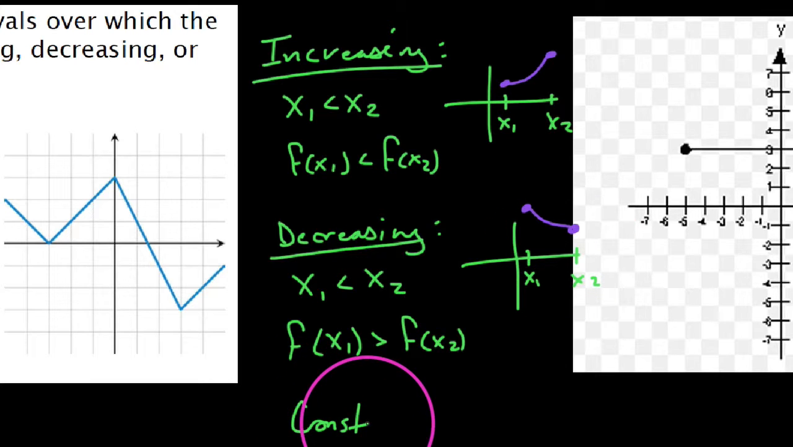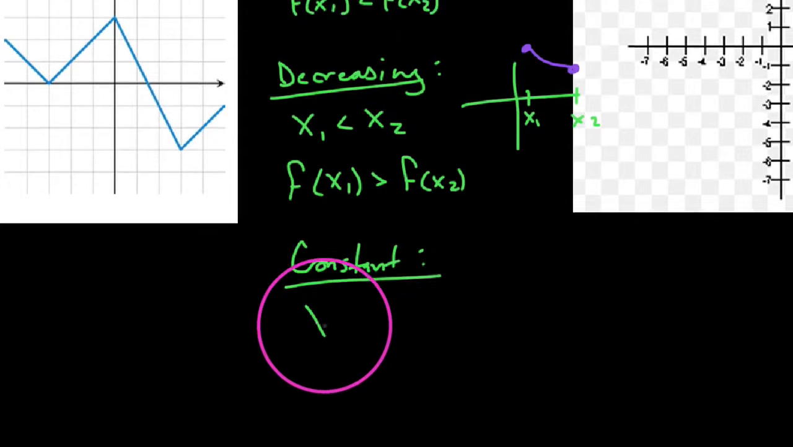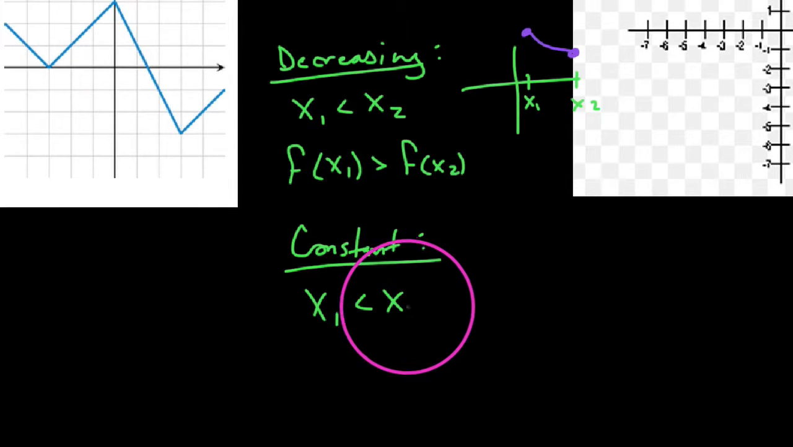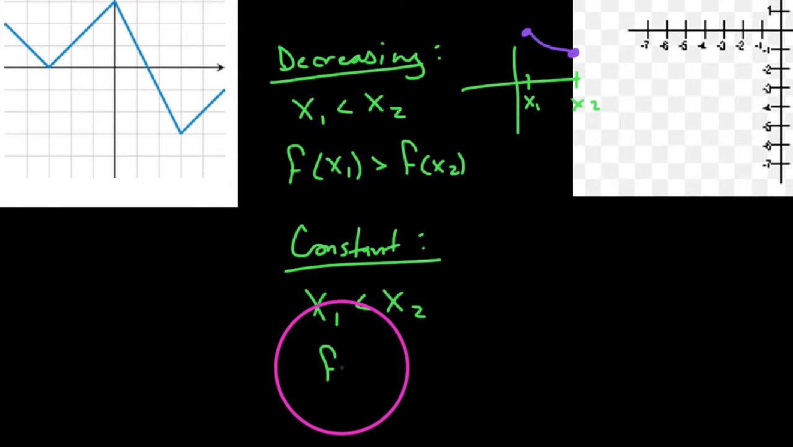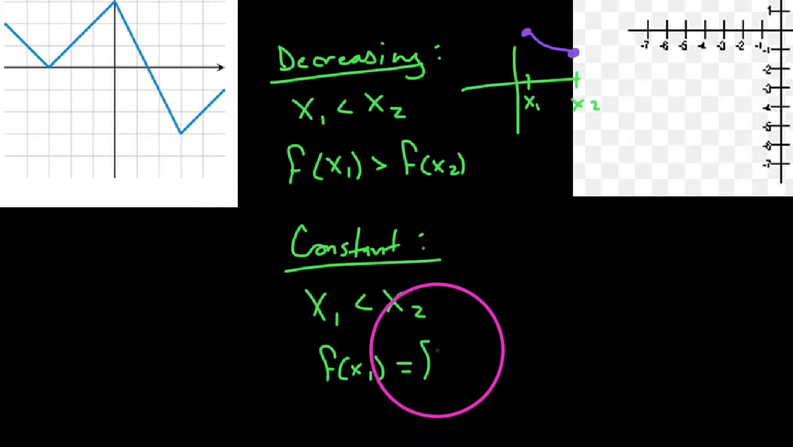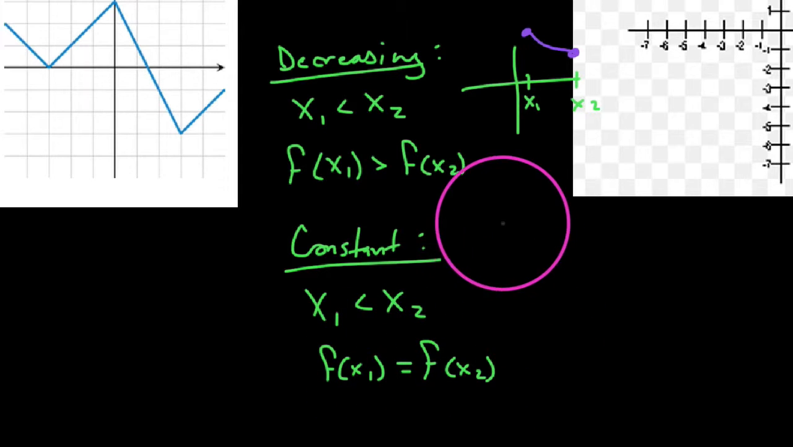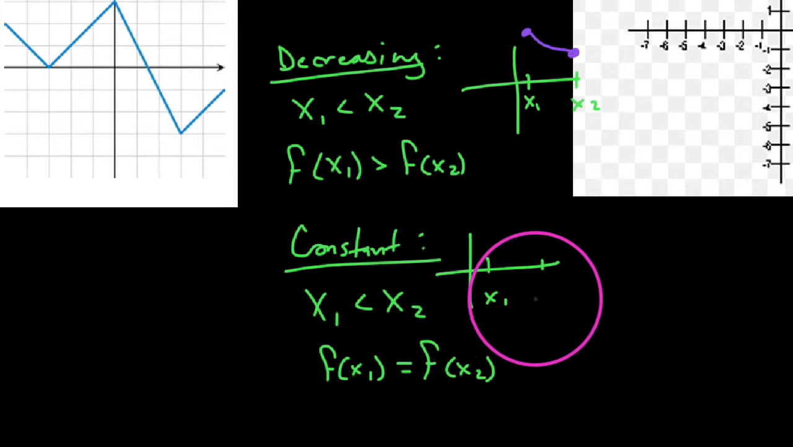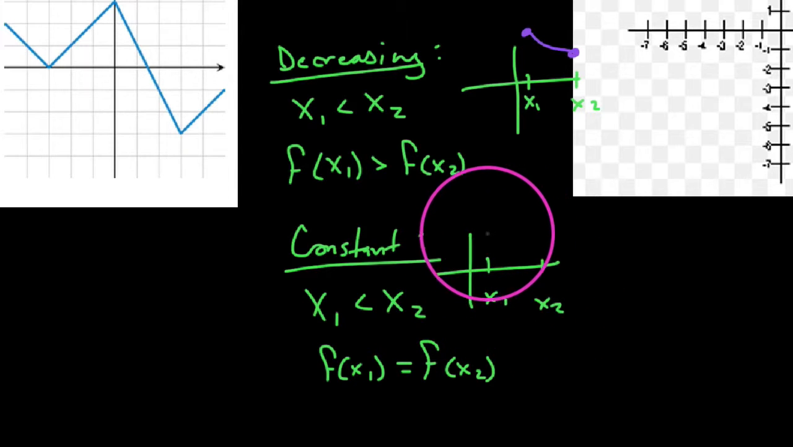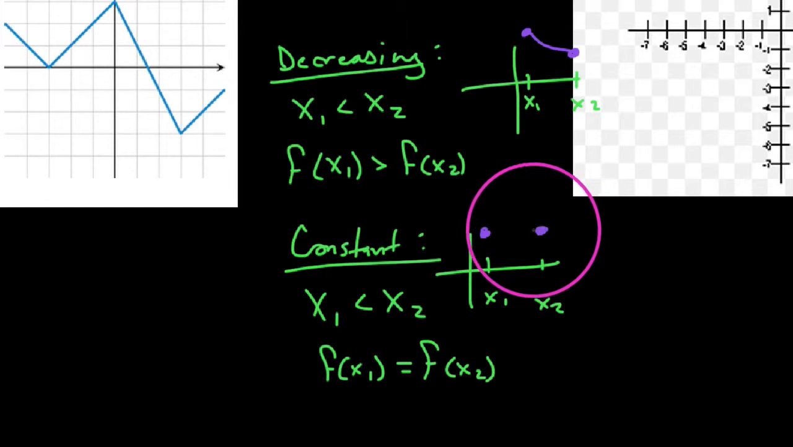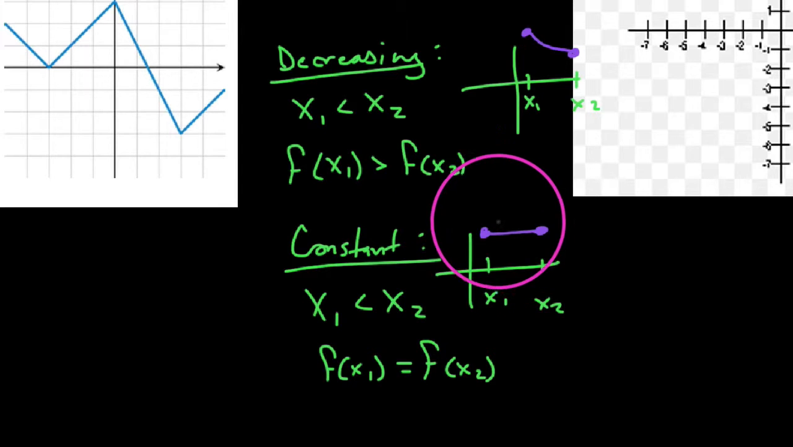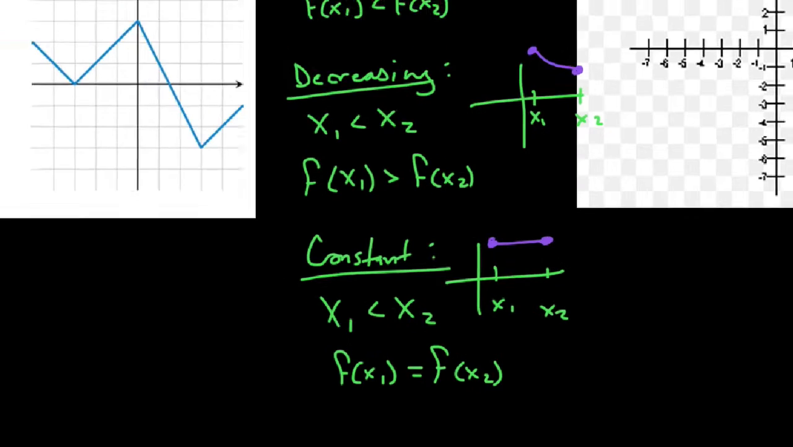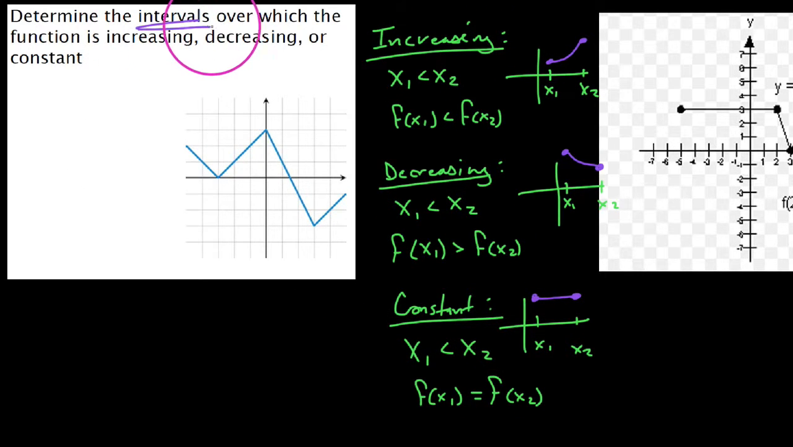And then as far as constant goes, we would say that given two x values on an interval from x1 to x2, if f of x1 were to be equal to f of x2, that is, they are at the same height, then of course we would have some graph here where x1 is here and x2 is here, and x1 is to the left of x2. If this y value is the same as this one right here for all x values in between, then we would say that this would be a constant interval here.